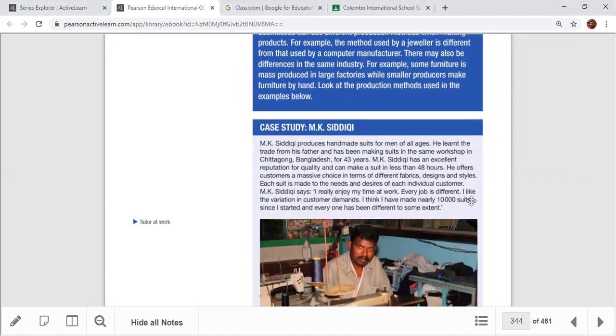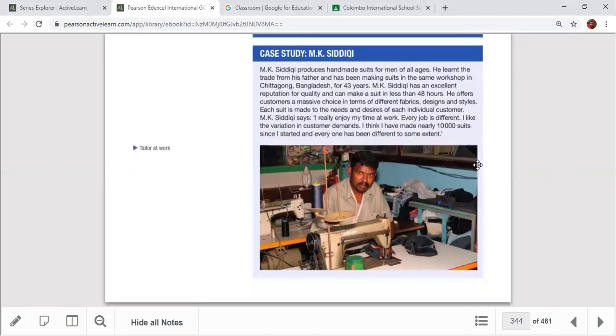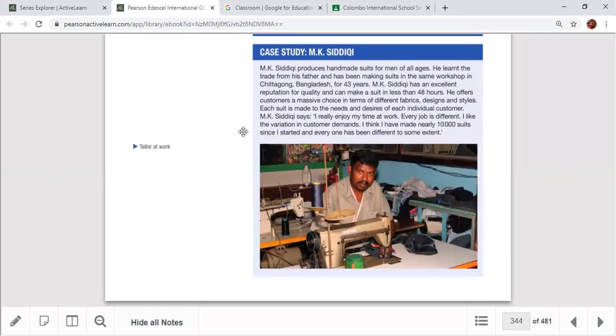The first case study is the Bangladesh case study, Mr. Siddiqui. Mr. Siddiqui produces handmade suits for men of all ages, so the market segment is men, gender-based, all ages. He learned the trade from his father and has been making suits in the same workshop in Chittagong, Bangladesh for 42 years. So it's a traditional, family-owned business, a tailor for gents' clothing.